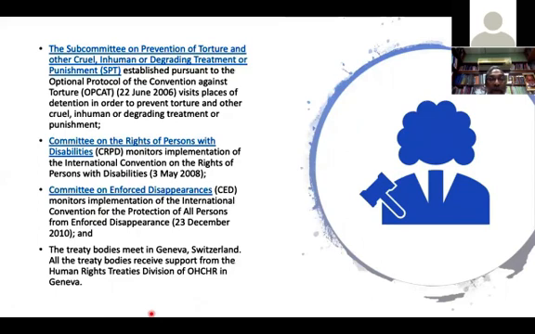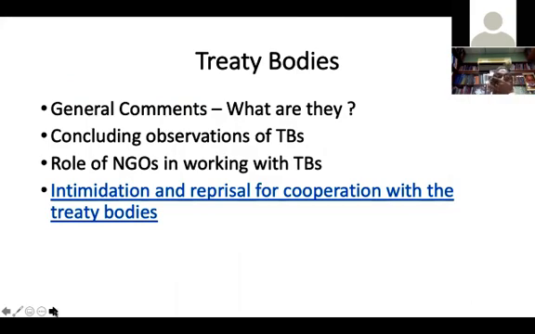All of them meet in Geneva, and they are supported by the Human Rights Division established in the Office of the High Commission, also in Geneva. So these are treaty bodies. Now, under treaty bodies, which you will be seeing in detail this afternoon, you have this terminology called general comments. Write this down, general comments.